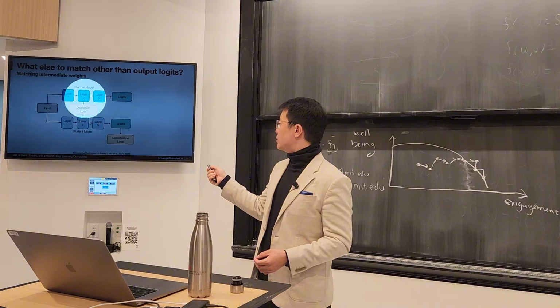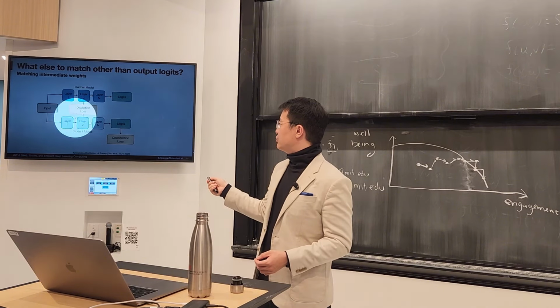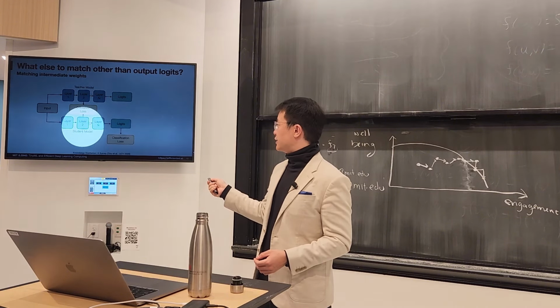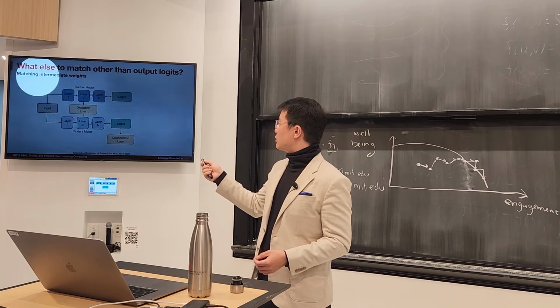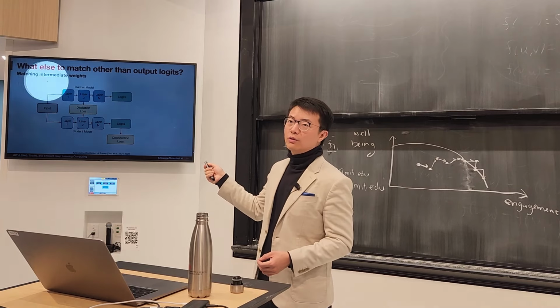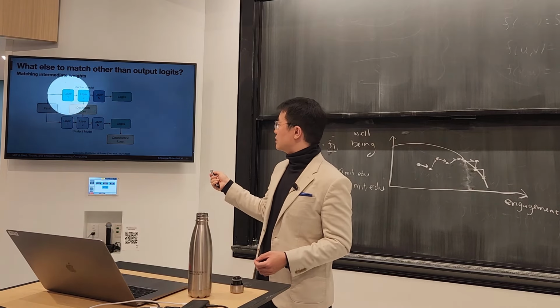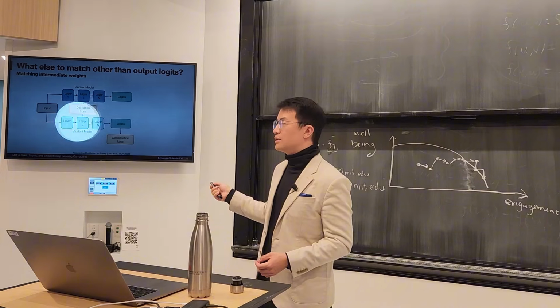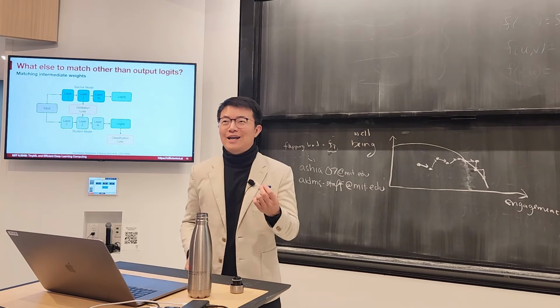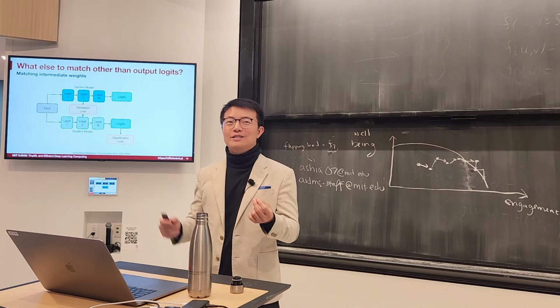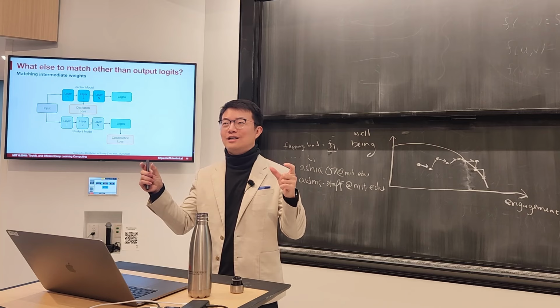So this is the teacher model's layer 2, and this is the student model's layer 2. Here we try to match the intermediate weights. These two layers, we try to match the weights. What is the challenge here? Matching the weights of the student versus the teacher.